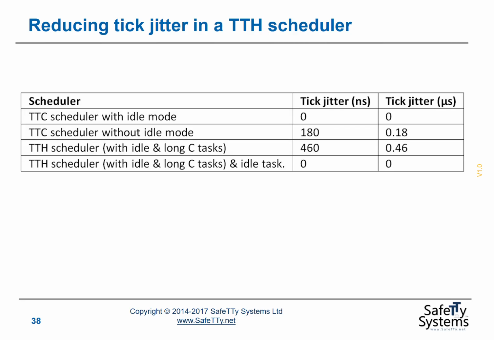So this is an example of what happens when we include an idle task or a pre-tick in our TTH scheduler. In this case, we can reduce the jitter level down to the same level that we saw with a TTC scheduler. You might like to have a look in the appendices in the book, to see detailed code examples as to how you can achieve 0 levels of tick jitter in a TTH scheduler.